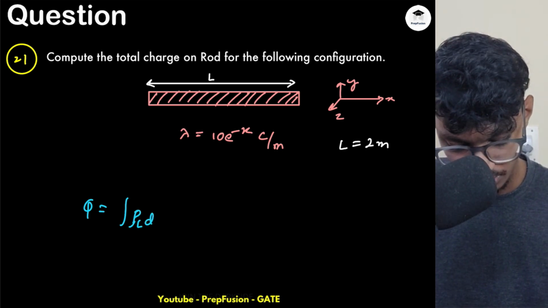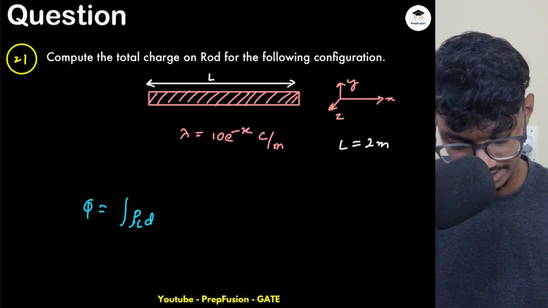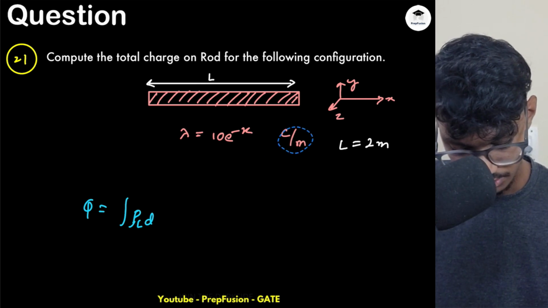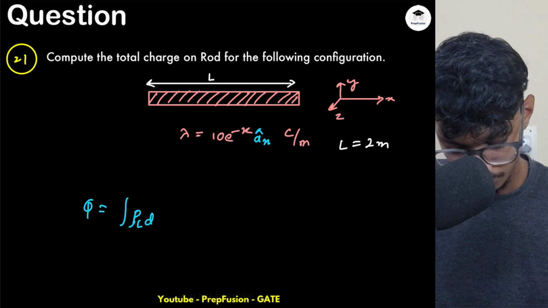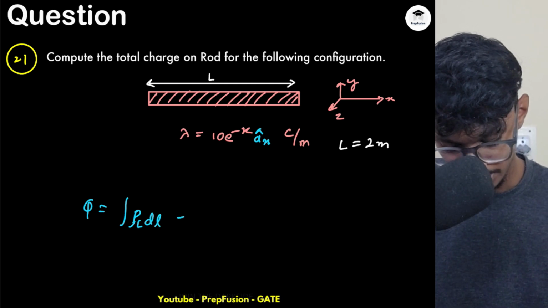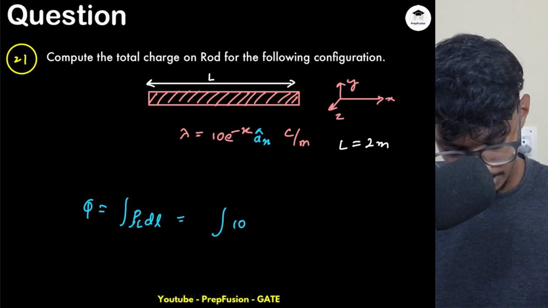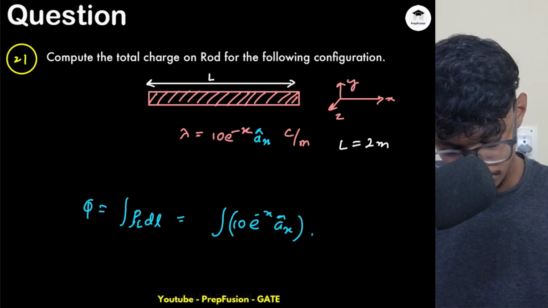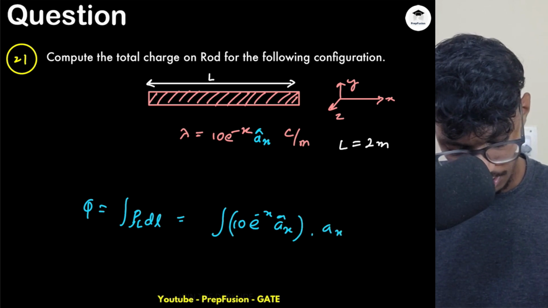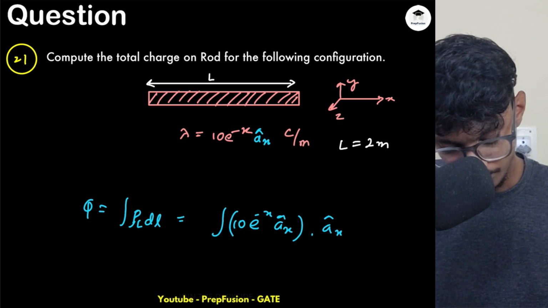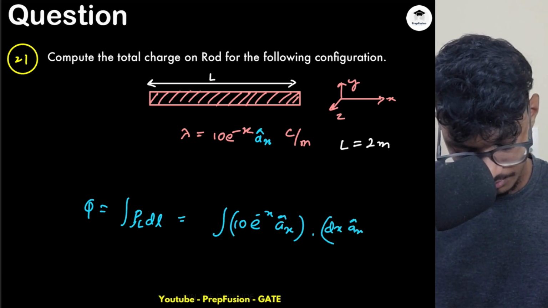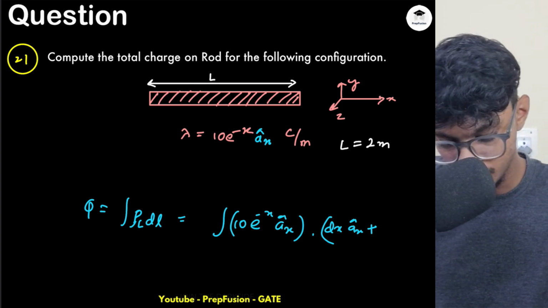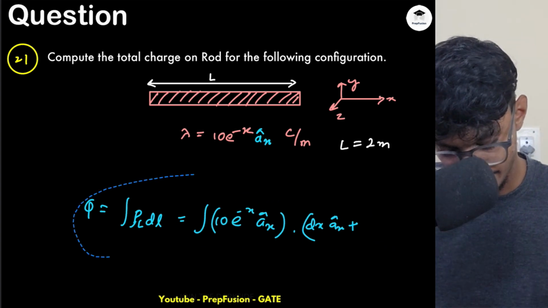dl, right? As this is only in the x direction, this is only in the x direction. I should have written ax cap, right? So dl, what will happen is this will be 10 e raised to power minus x ax cap dot ax cap, right? Sorry, this will be dx ax cap plus dy ay cap plus dz az cap, all those things will be there, but all those dot products will be simply 0.